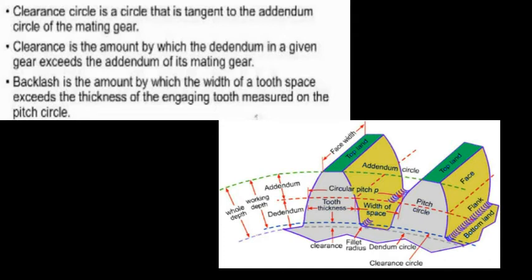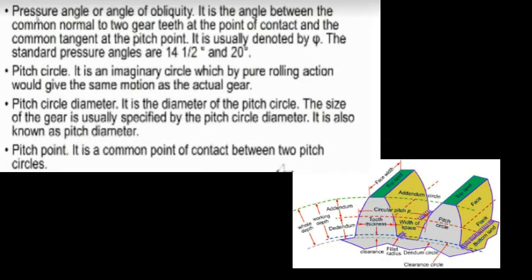So there will be another engaging tooth between these two, and there will be a small gap, which is also known as backlash. It is the amount by which the width of a tooth space exceeds the thickness of the engaging tooth, measured on the pitch circle. Now we will discuss the pressure angle.